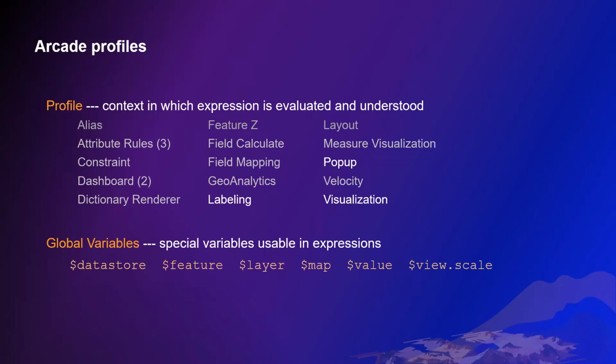And then each profile also comes with global variables. So our global variables are really what's going to be the input to our expressions, to our Arcade that we're writing. This could come from a data store. It could be a feature in a map. It could be even a layer in a map. It could be the map itself. It really depends on what profile you're using. And then your global variables will be available to use depending on the profile you use. But again, it's really just the output that you want in the end. It's going to be the quick and easy way to understand what a profile is.